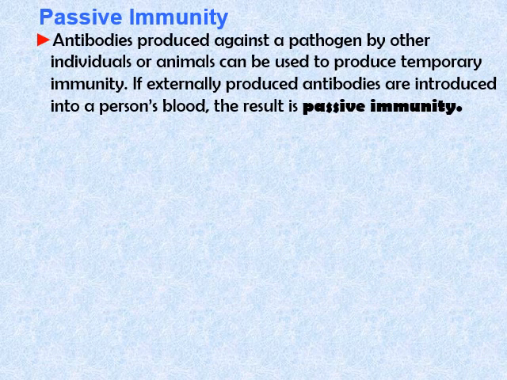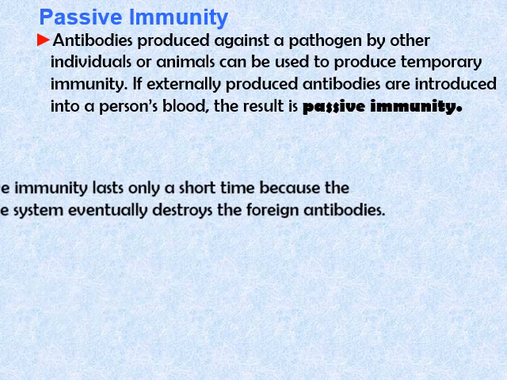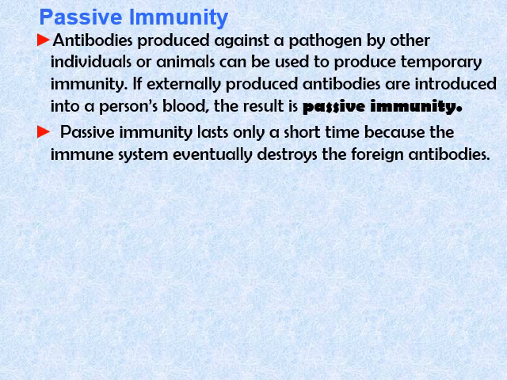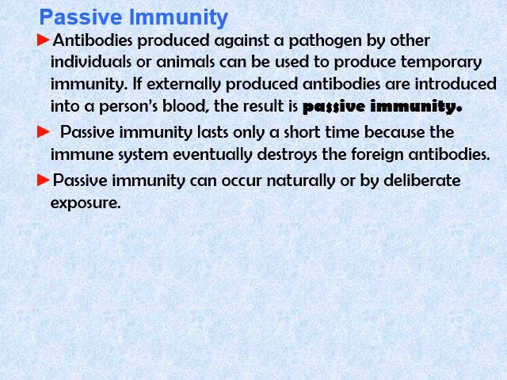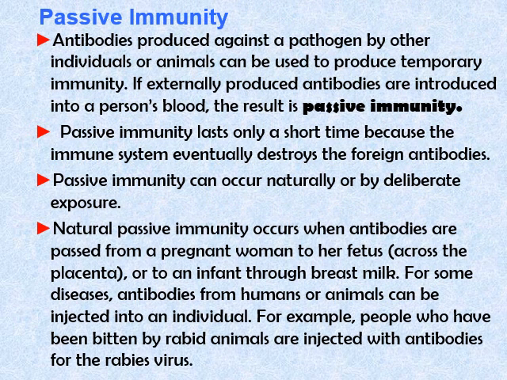Now, the second type of acquired immunity, which we call passive immunity. Antibodies produced against a pathogen by other individuals or animals can be used to produce temporary immunity. If externally produced antibodies are introduced into a person's blood, the result is passive immunity. Passive immunity lasts only for a short while because the immune system eventually destroys the foreign antibodies. Passive immunity can occur naturally or by deliberate exposure.